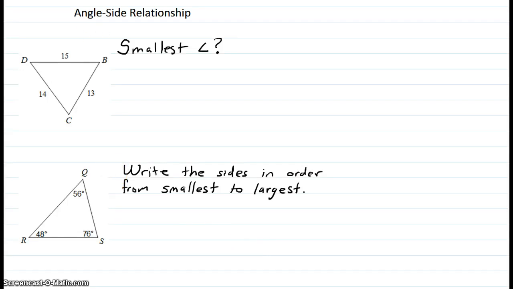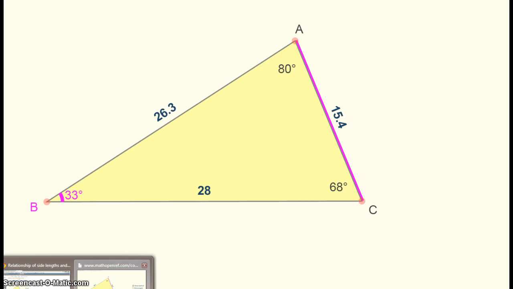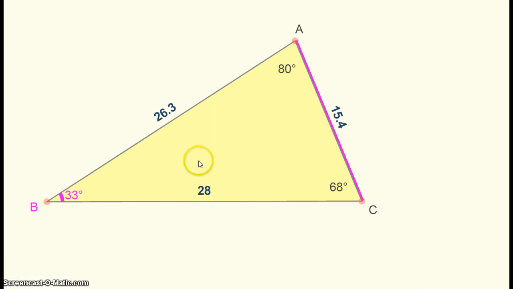Alright, so we're going to start by looking at angle side relationships in triangles. And before we do that, I want to look at this animation. As we look at this triangle, right now the smallest side of the triangle is highlighted, the 15.4. The other sides are 26.3 and 28. But also the smallest angle is highlighted. 33 is smaller than 80 and 68.